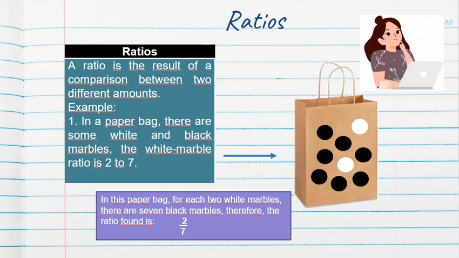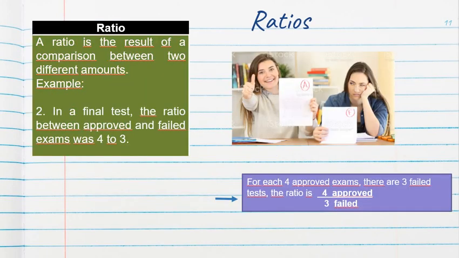Now, let's take a look at another example. When we talk about exams, for example, in a final test, the ratio between approved and failed exams was 4 to 3. Okay? For each 4 approved exams, there are 3 failed tests. The ratio is then 4 approved to 3 failed.